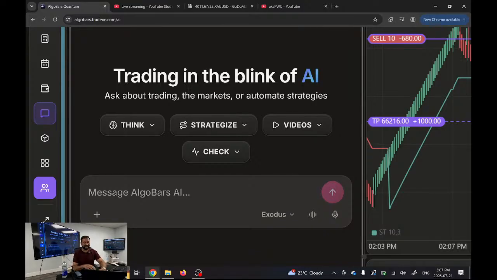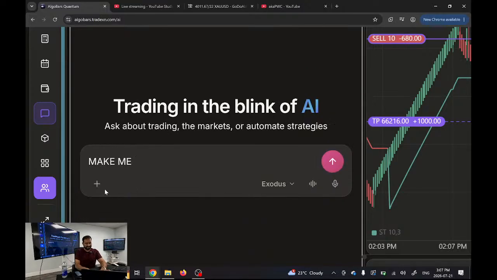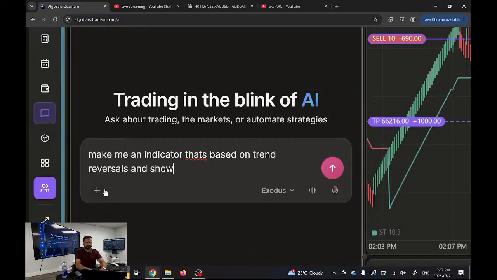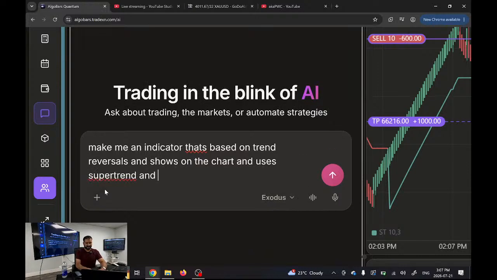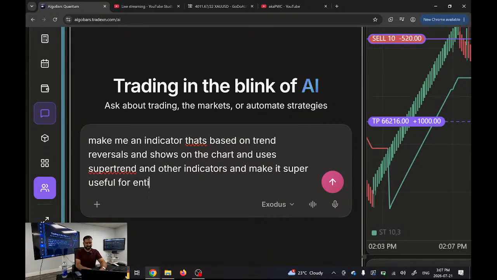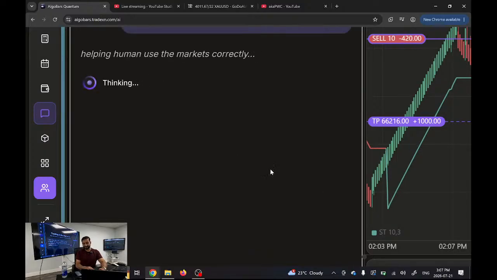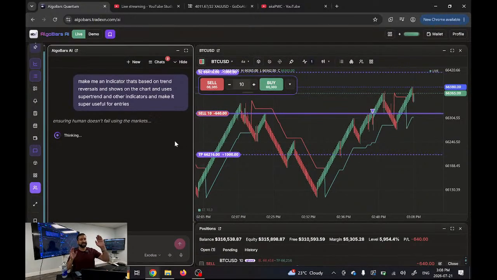All right, let's ask the AlgoBars AI. Make me an indicator that's based on trend reversals and shows on the chart and uses Super Trend and other indicators and make it super useful for entries. All right, let's see what this does, because here's the crazy thing.